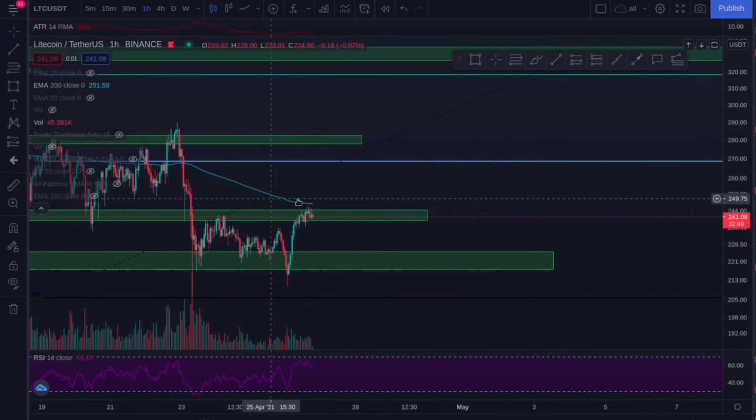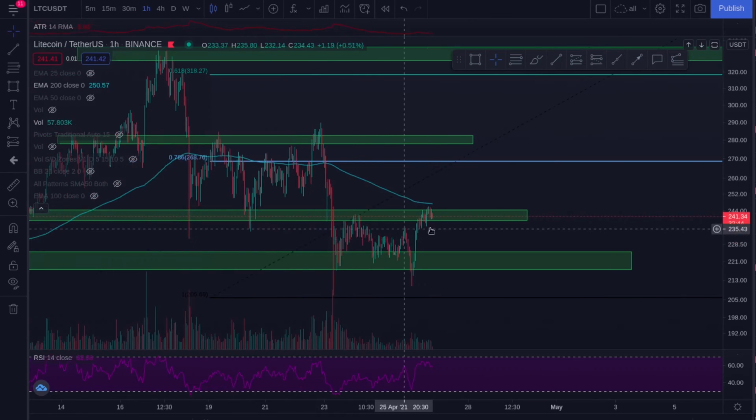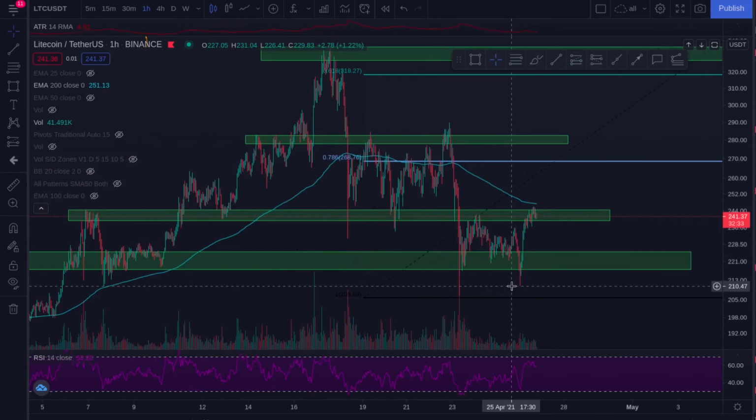Nothing much, as the 200 EMA is also there, so that should act as a resistance. So yeah, let's see if we get a pullback to around the mid of around the 230s or in these zones as well. So yeah, good for buying a dip. So yeah, that's for Litecoin.